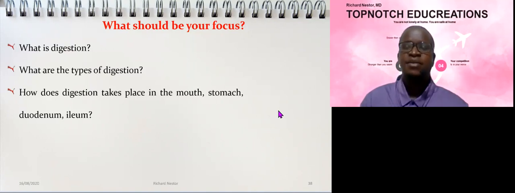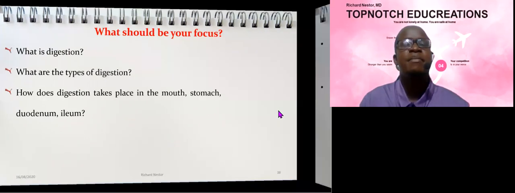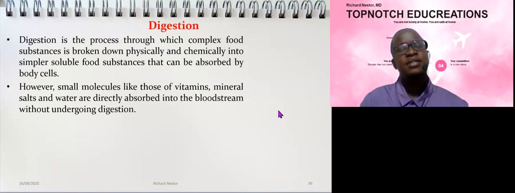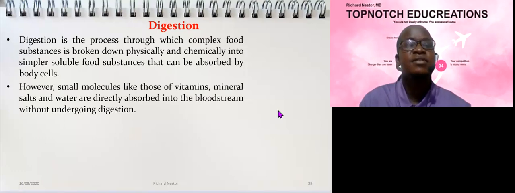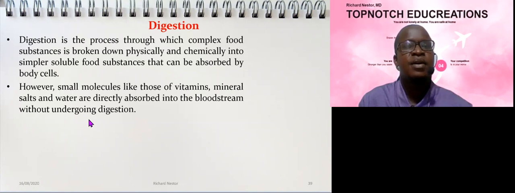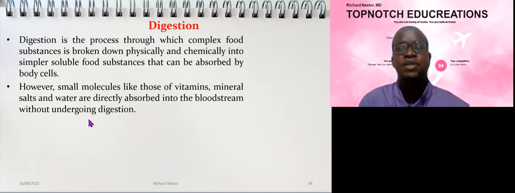So in a nutshell, what do we mean by digestion? Digestion is the process through which complex food materials are broken down physically and chemically into simpler soluble substances that can be absorbed by the body cells.